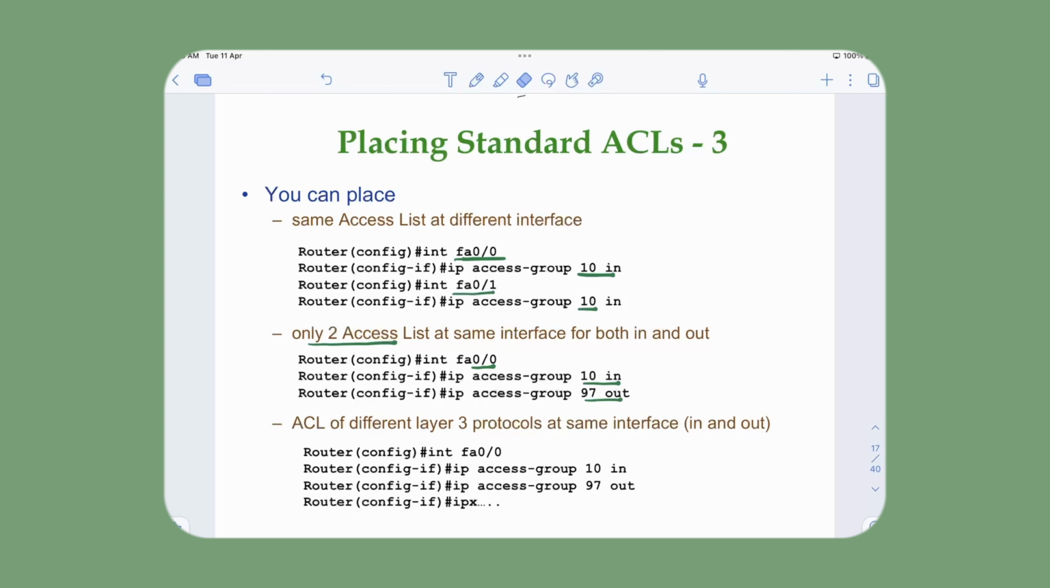I haven't tried, if you don't follow, I don't know what will happen, but I always follow. Okay, so first thing is, the same access list that we created, you can put it at different interfaces. That is number one. Number two is, only two access lists at the same interface, one for in and one for out.